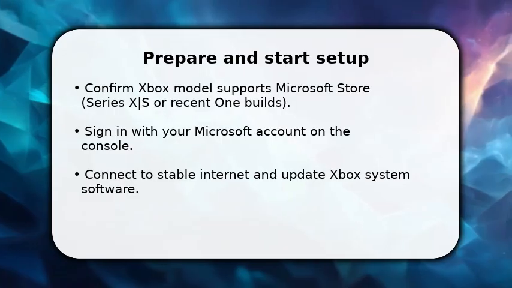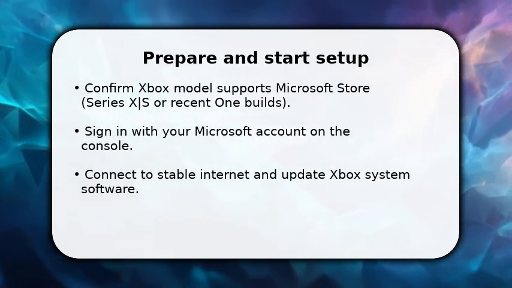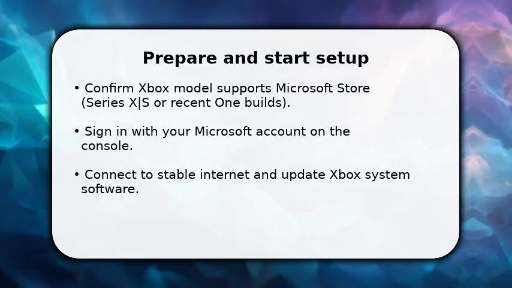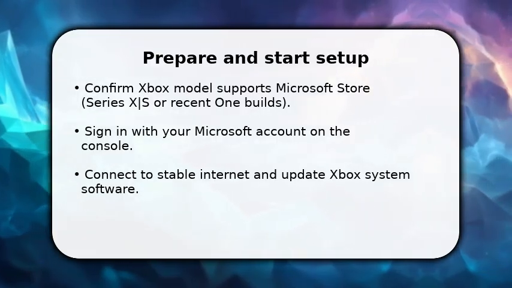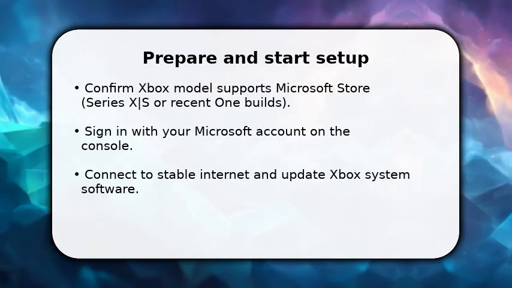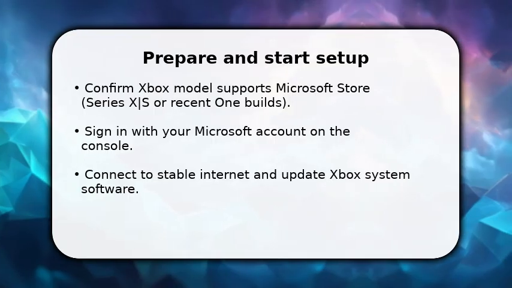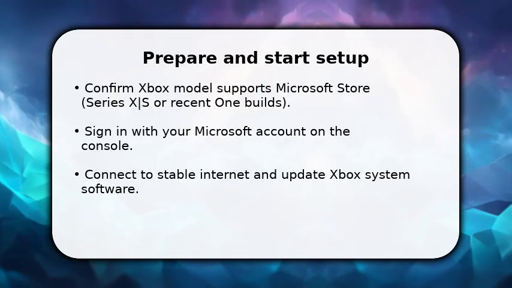You begin by confirming your console supports the store: Series X, Series S, or a recent One. Update is required. Sign into your Microsoft account on the Xbox. This links purchases and permissions. Once signed in, go to Settings and install any pending system updates so the store components can appear. These steps ensure the console registers with Microsoft services. Without them, you'll hit errors.